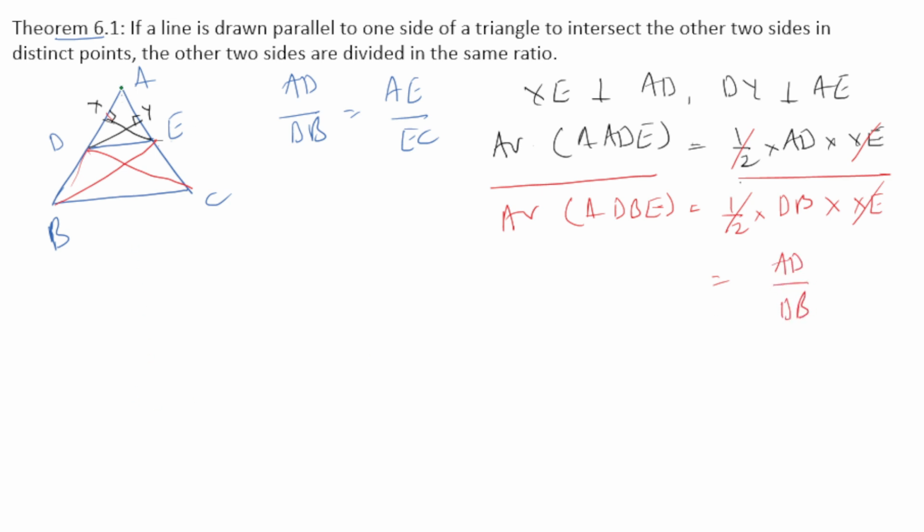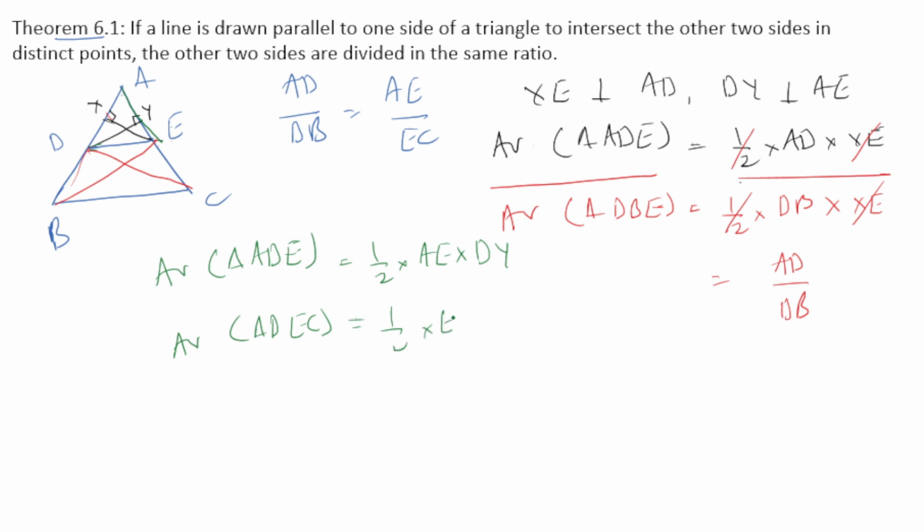Now again we will find the area of the triangle ADE, and now we will take the base as AE. It is half into base, AE, into height. The height is what? It is DY. And we will find the area of the triangle DEC. It is half into base, the base is EC, into height, DY. Now we will divide these two. Half and half will be cancelled, DY and DY will be cancelled. We will get AE divided by EC.